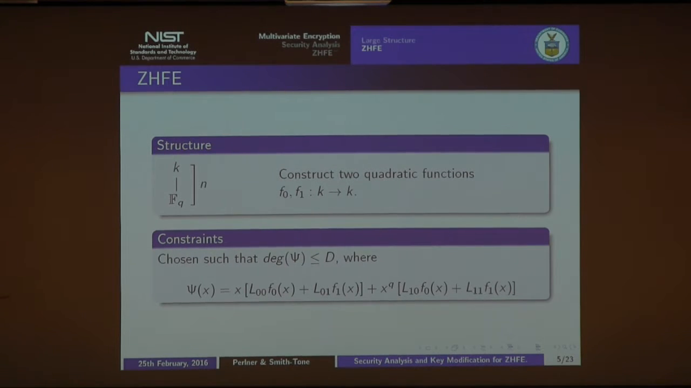Those are quadratic. They have linear maps applied to them, the L00, L01, etc. And then you multiply by another copy of x or x to the q in the extension field. Both of those are linear in the coordinates of x. So you get something that's actually a cubic map. Psi is now a cubic map with a degree restriction.